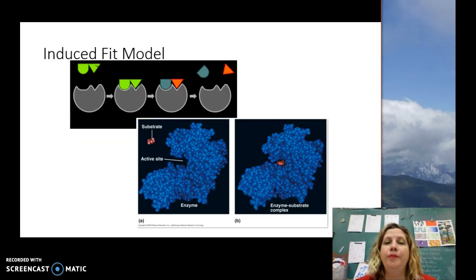The induced fit model. So we used to look at models of enzymes and think a different type of modeling. But the most current model is that as the substrate goes into the active site for the enzyme, it actually changes the shape of the enzyme into an enzyme substrate complex. So the enzyme actually bends for the substrate and they work together.